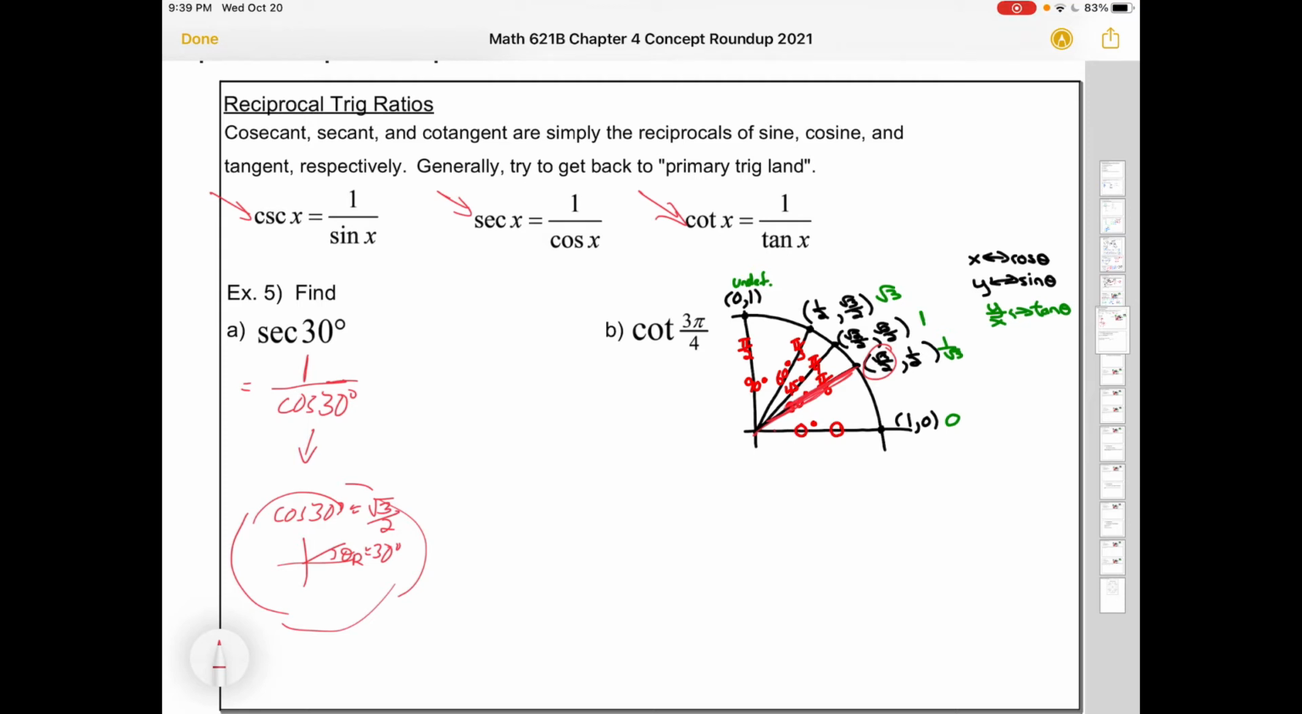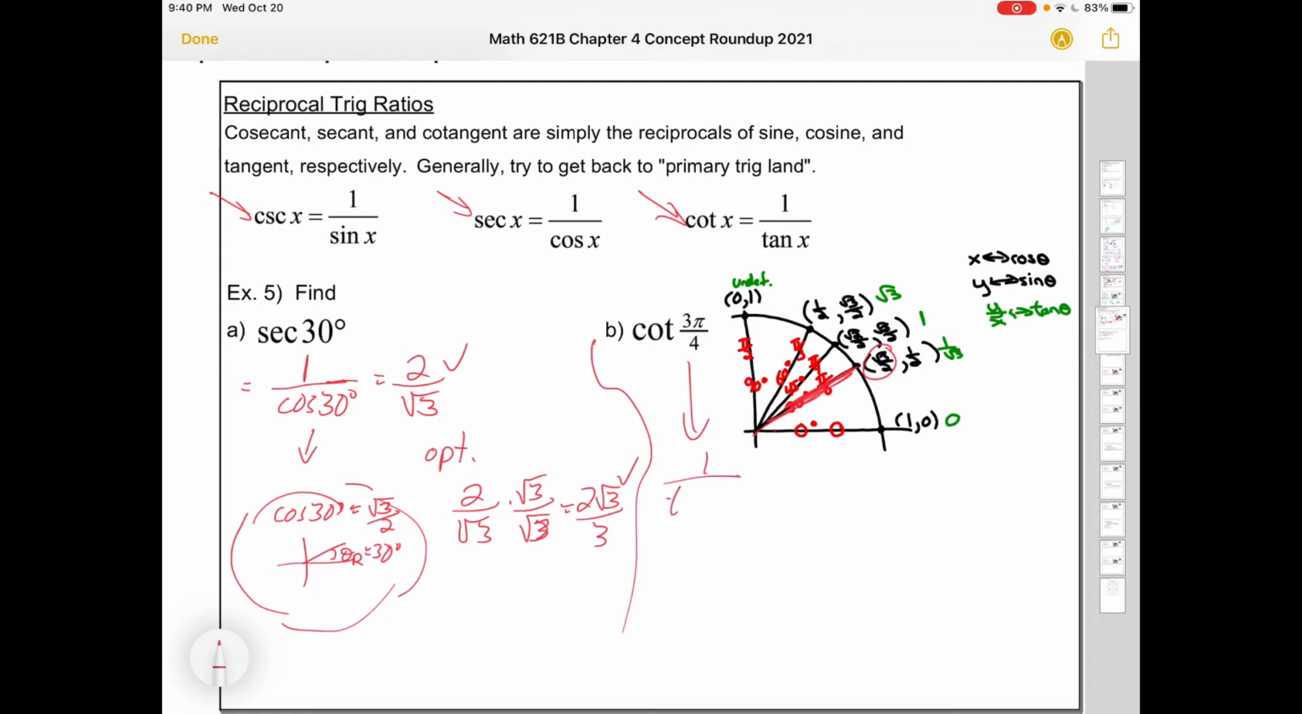The reciprocal of the cosine of 30 is just going to be 2 over root 3, just the flip of it. So we did not flip the angle. We found the cosine, and we found its reciprocal. If you want, you can rationalize that. By multiplying by root 3 over root 3, you get 2 root 3 over 3. That's fine. I think this is all right, and this is all right. Either one's fine.